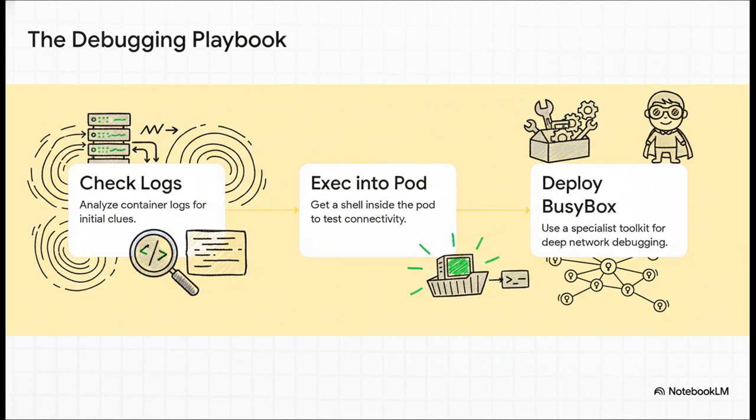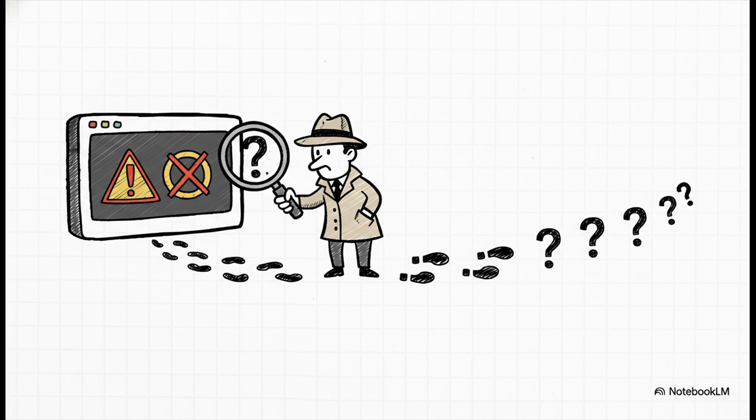First, we'll analyze the logs for any initial clues. Next, we'll try to question the witness by getting a shell inside our front-end pod to test things out. And if that fails, it's time to call in a specialist, a handy little tool called BusyBox. First up, kubectl logs. We see some generic connection errors. This tells us that there's a problem, but it gives us no clue why or from where. The trail goes cold fast.